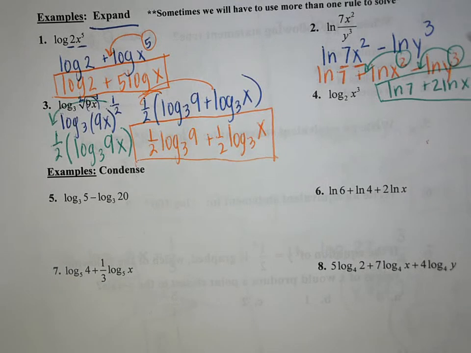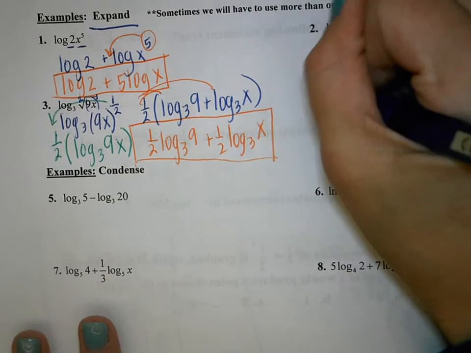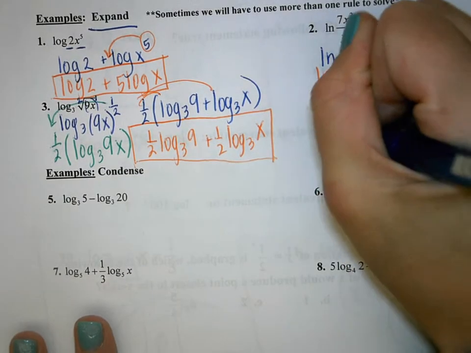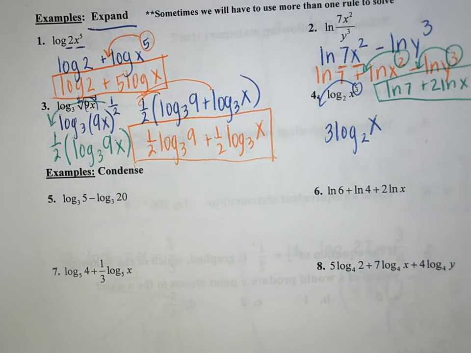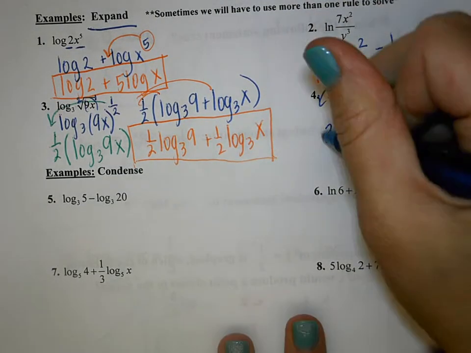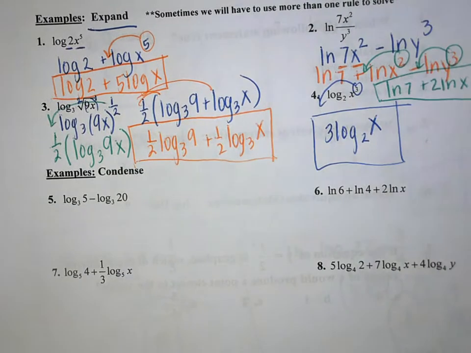Okay, and then example 4. The only thing I notice on this one is that there's an exponent. So all we're going to do is bring that exponent down in front, and we get 3 log base 2 of x. And that's my answer. There's nothing else to simplify.